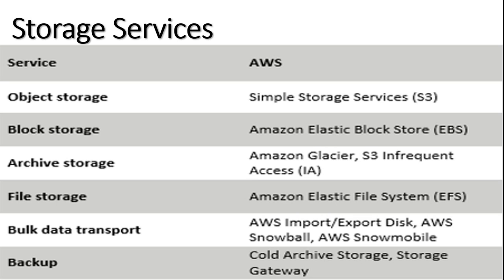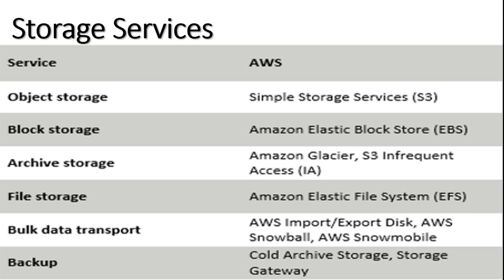Next, we have bulk data transport, which is AWS Import/Export Snowball. It offers physical transfer of data between the user's location and AWS data centers. The device used to transfer the data is called Snowball. So it's a physical transfer of your data from your on-prem data center to the cloud.